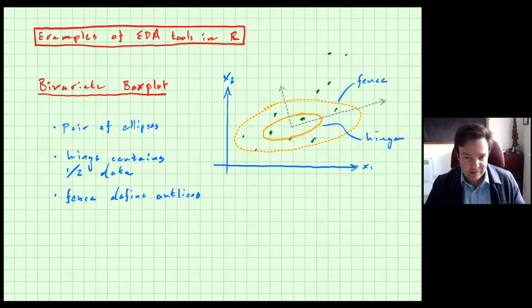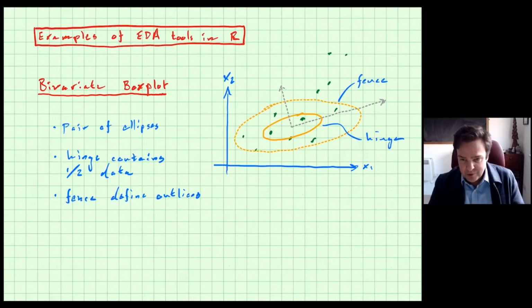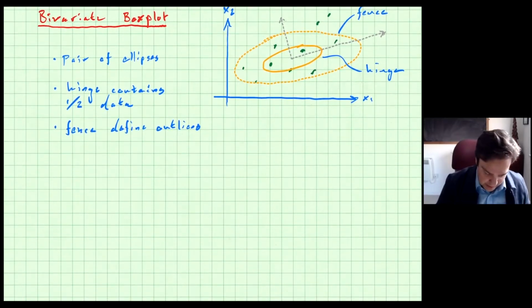Yeah, so that's the bivariate box plot. And you can see roughly what's going on here is it's just trying to show you kind of what the distribution might look like for these data points, which is similar to what the box plot is doing in one dimension. Okay, the next thing I'm going to introduce is something called a bag plot.